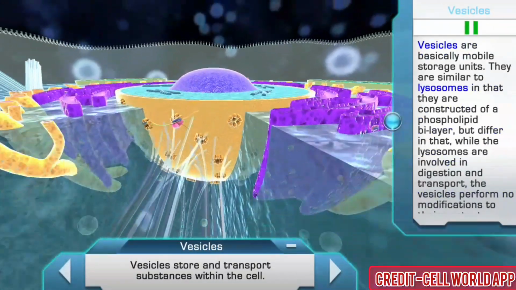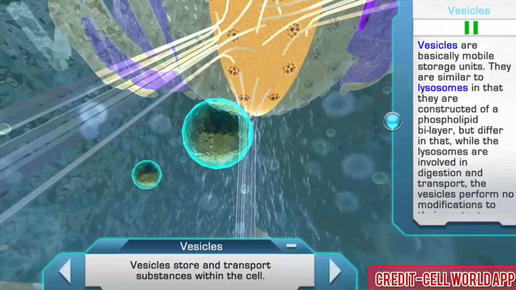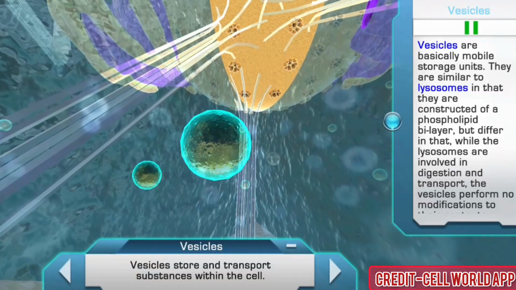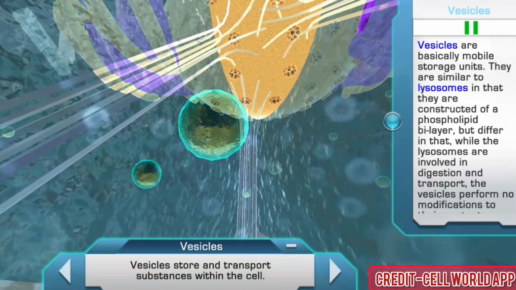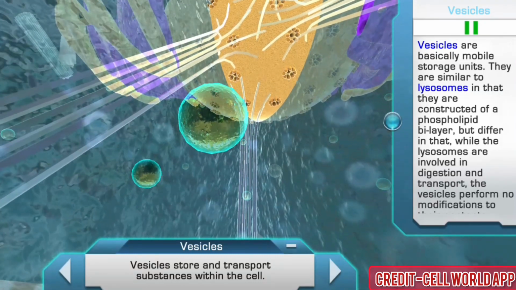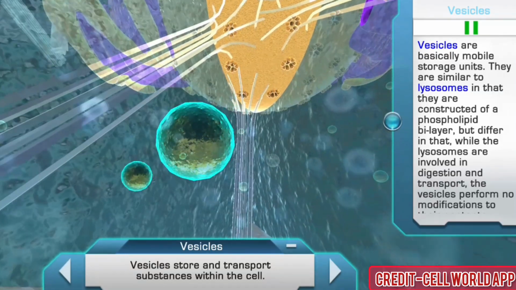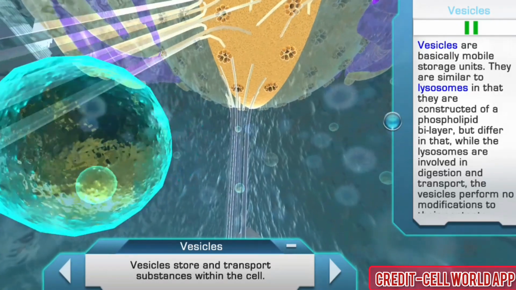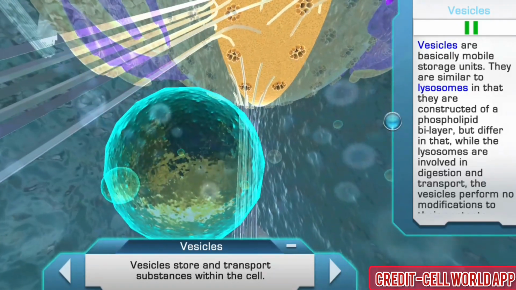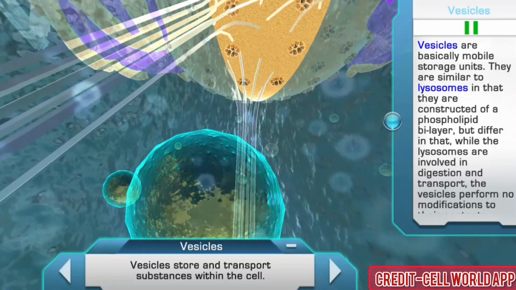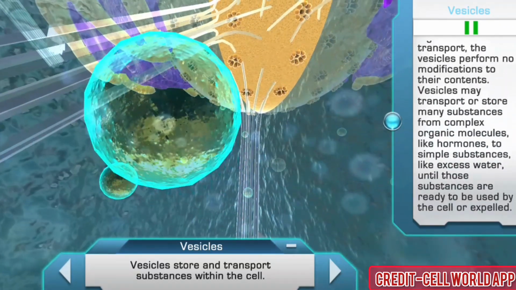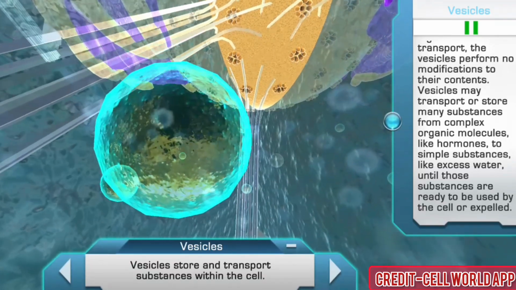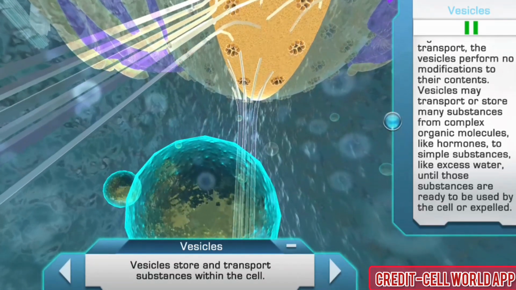Vesicles are basically mobile storage units. They are similar to lysosomes in that they are constructed of a phospholipid bilayer, but differ in that while the lysosomes are involved in digestion and transport, the vesicles perform no modifications to their contents. Vesicles may transport or store many substances from complex organic molecules, like hormones, to simple substances, like excess water, until those substances are ready to be used by the cell or expelled.